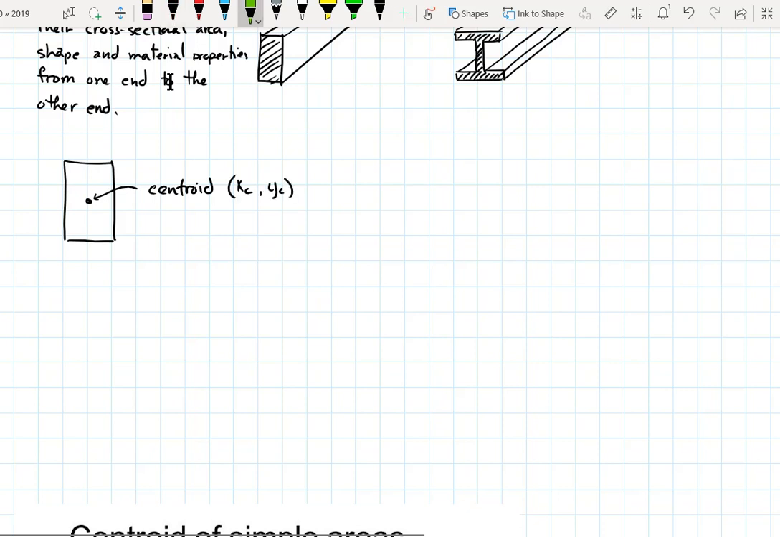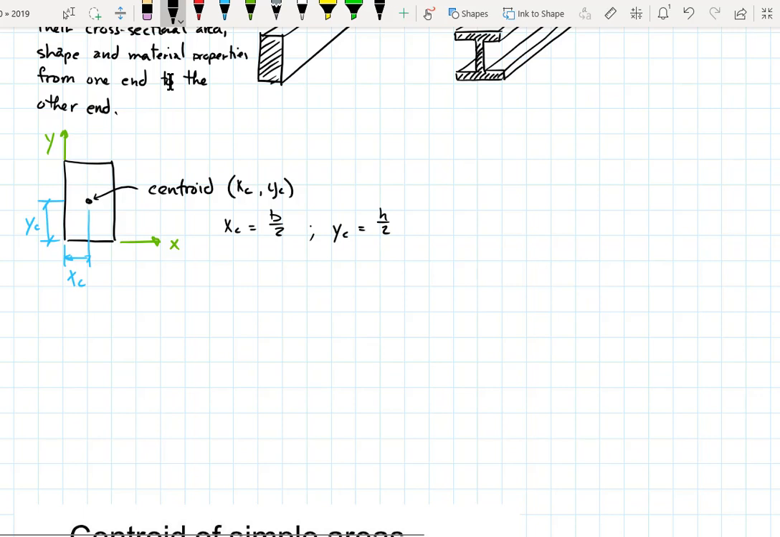So if I was measuring the x-axis and the y-axis from that bottom corner, then this distance is the one I would call x sub c, and that distance is the one I would call y sub c. The little c subscript means centroid, and x means the distance in the x direction from the origin, and y means the distance in the y direction from the origin. And so that's really easy for a rectangle. X sub c equals base over 2, and y sub c equals height over 2. Right? That should be intuitive.